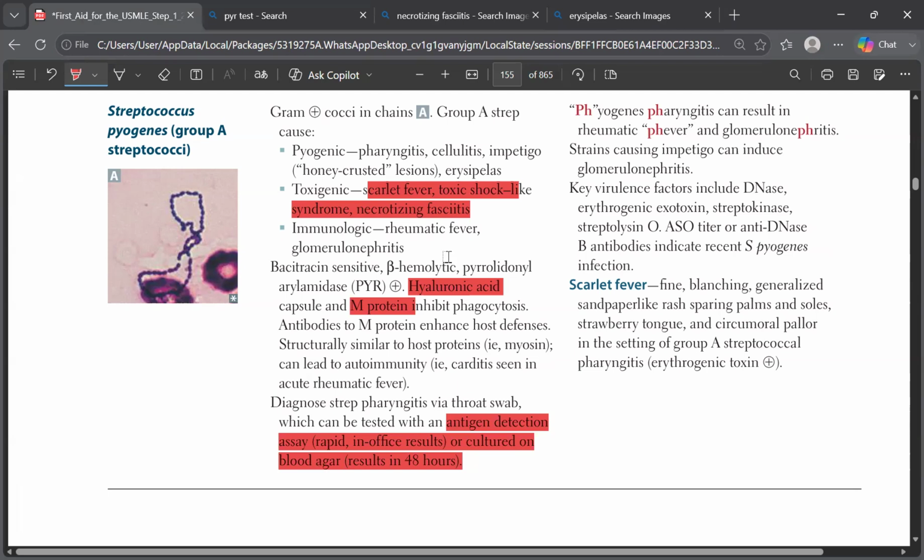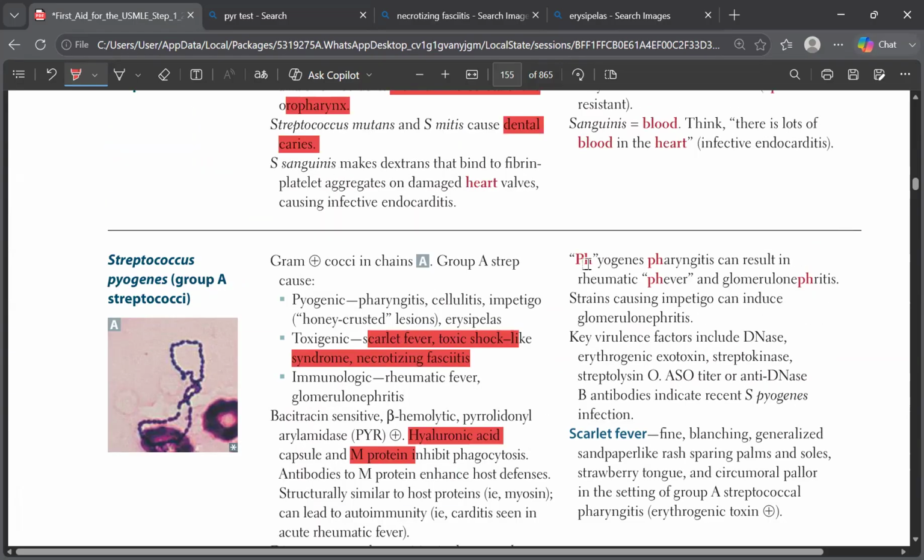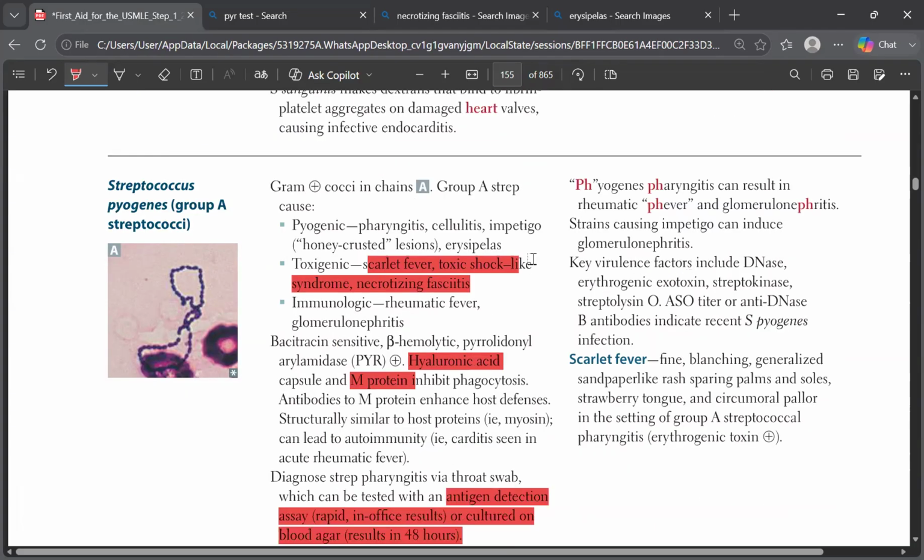So, hyaluronic acid, M protein, and PYR positive, and also beta hemolytic and bacitracin sensitive. And strep pharyngitis can be detected by a swab that is tested with an antigen detection assay, rapid results, or cultured on blood agar that results in 48 hours. Pyogenes pharyngitis can result in rheumatic fever and glomerulonephritis. Strains causing impetigo can induce glomerulonephritis.